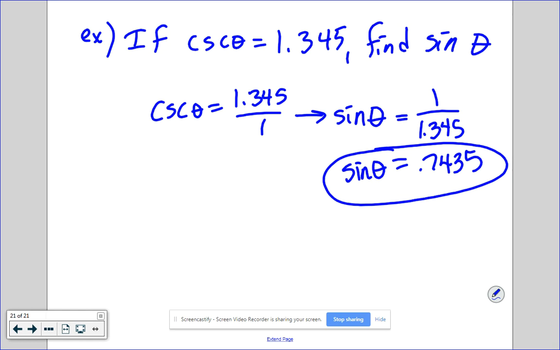What's the point of the reciprocals, secant, cosecant? There are times that sine, cosine, and tangent won't give you what you want. So that's when we use secant, cosecant, and cotangent. Are they on the calculator? Well, no, but yes. You just do 1 divided by sine. So if you want to find cosecant of 1.345, you just have to do 1 divided by sine of 1.345. Does that make sense?